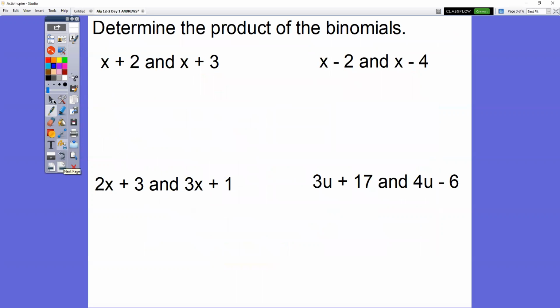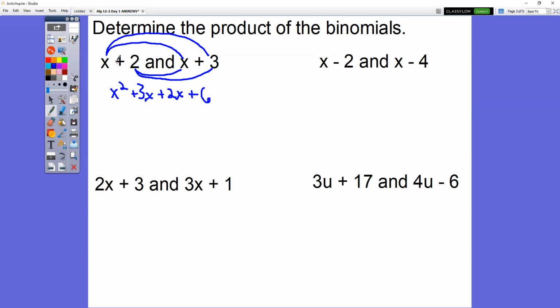So let's take a look at a couple of these. These are all FOIL or double distributive property, because notice that we are multiplying a binomial times a binomial. So if we wanted to do FOIL, we would have our firsts, x times x is x squared. Our outers, 3 times x is 3x. Our inners, 2 times x is 2x. And our lasts, 2 times 3 is 6.